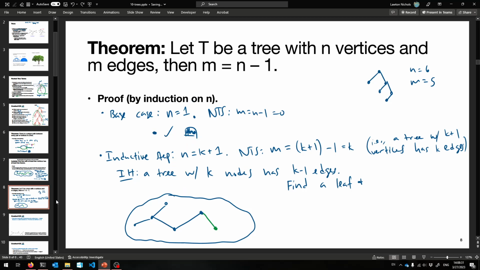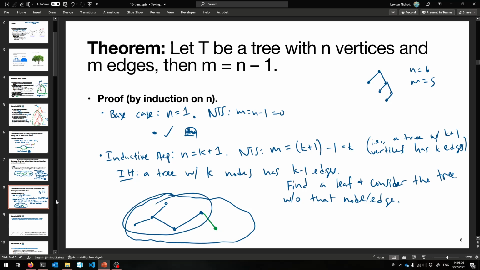Find a leaf and consider the tree without that node or edge. Because it is a leaf, it's like it's got the node and it's got an edge connecting it to its parent or whatever. All right. Here is that smaller tree.